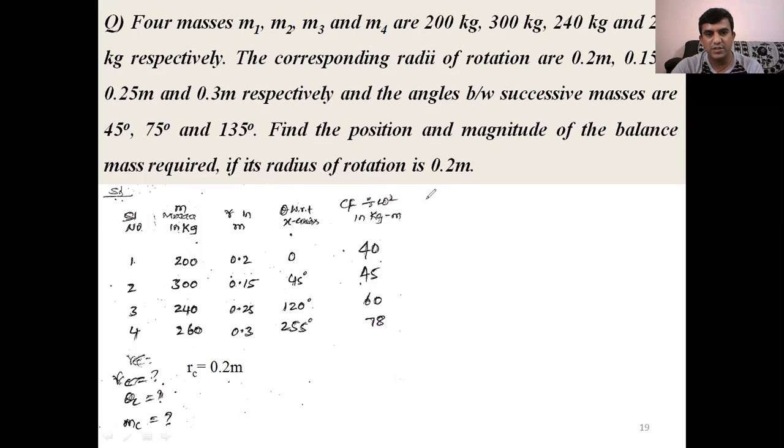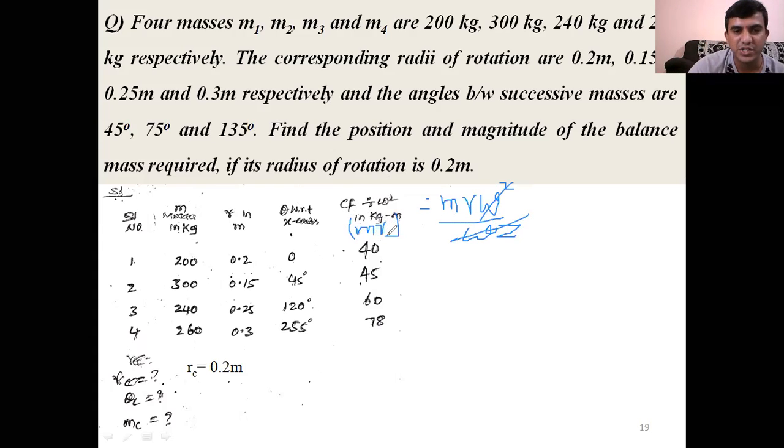So what is centrifugal force? In general it is m into r into omega square. It is whole divided by omega square. Omega square gets cancelled. Finally you get what? M into r. You make a correction here. M into r in kg meter. Mass is in kg, radius of rotation is in meter. Now multiply m into r. 200 into 0.2 will get 40 kg meter. Similarly like that, m into r.